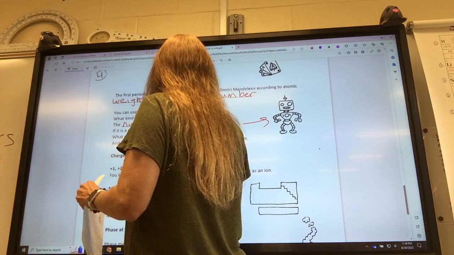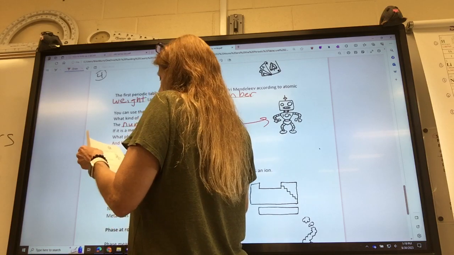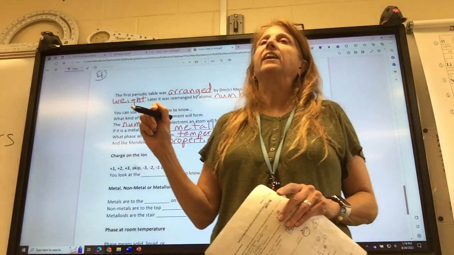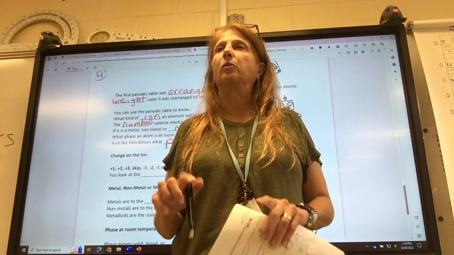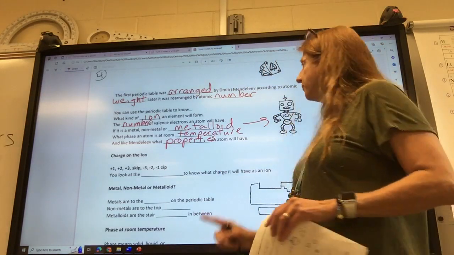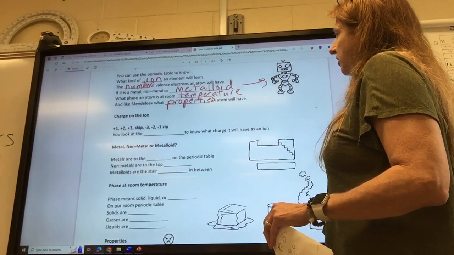So once Mendeleev figured out his periodic table, he was able to predict that they were going to discover elements that weren't discovered yet and what properties they were going to have. It was like magic. It was like he was looking into a crystal ball and knowing the future. So we can know those things too.